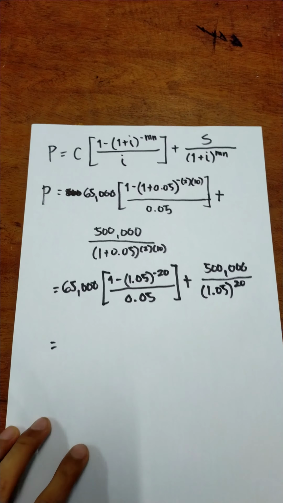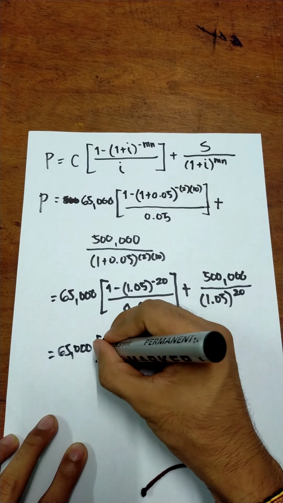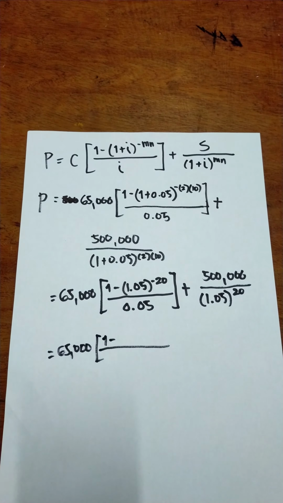So, 65,000 still. Okay. So, copy 1 minus still. So, we will solve this. 1.05, we multiply it by negative 20 times. So, 20 times but negative. When I calculated it using the scientific calculator, the result was 0.38. Okay? And then, 0.05 again.